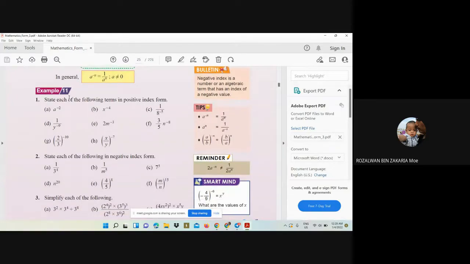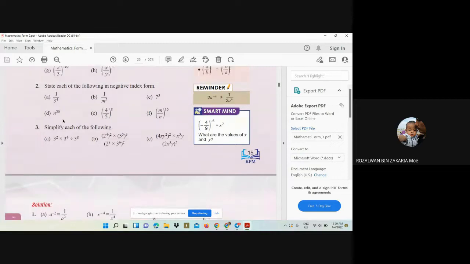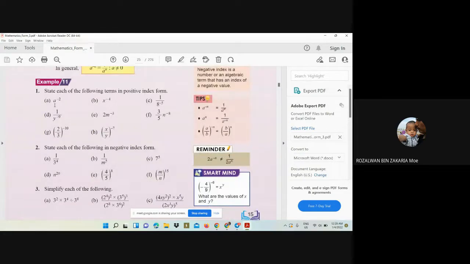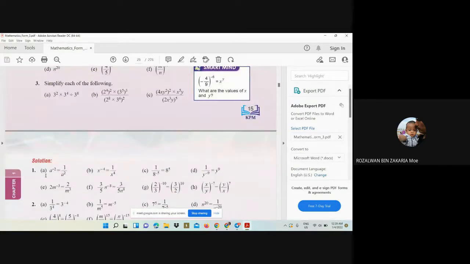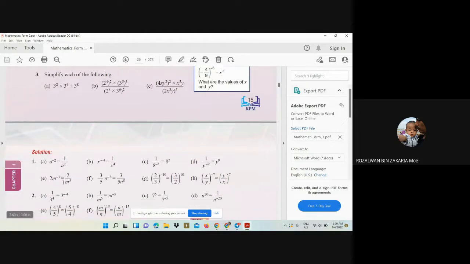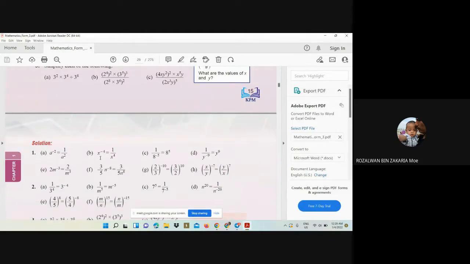Now look at the example 11 here. Question number 1, state each of the following term in positive index form. Okay, right. So look at this one. Question is a power of minus 2. So to solve this one, a power of minus 2 actually equal to 1 over a power of 2. And for b, x power of minus 4 equal to 1 over x power of 4. And for c here, 1 over 8 power of minus 5 actually equal to 8 power of 5. And for d, 1 over y power of minus 9, it is equal to y power of 9.